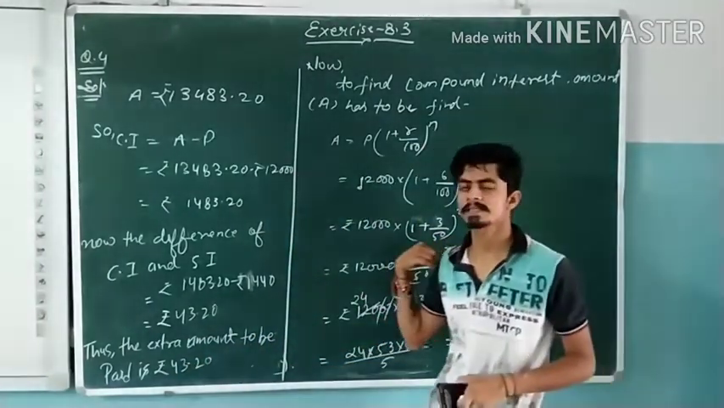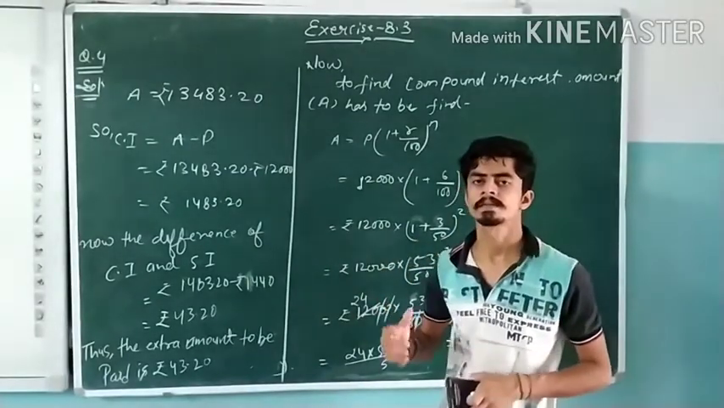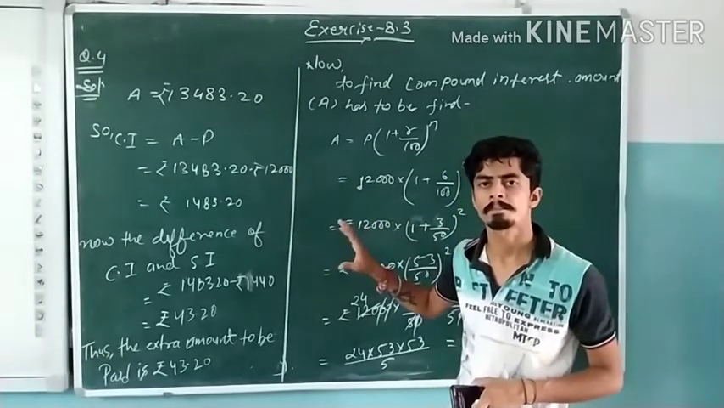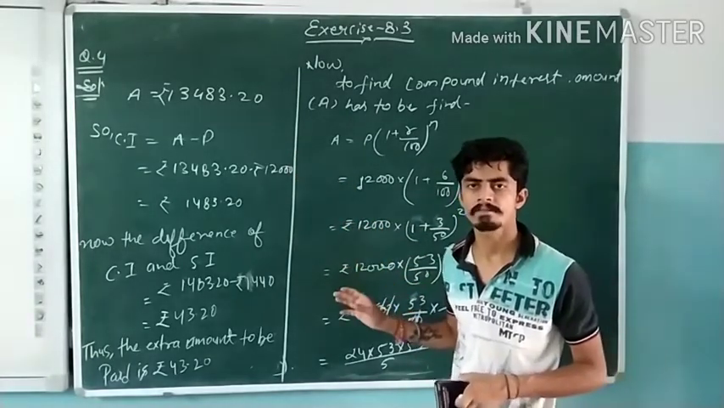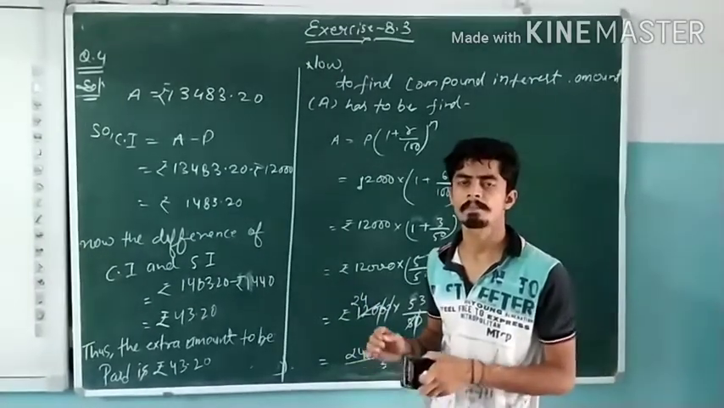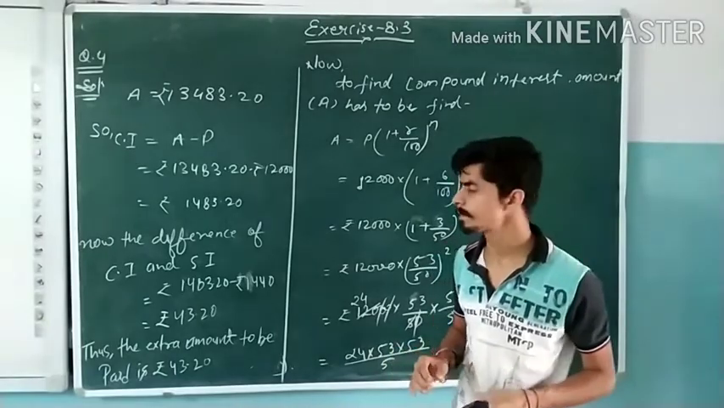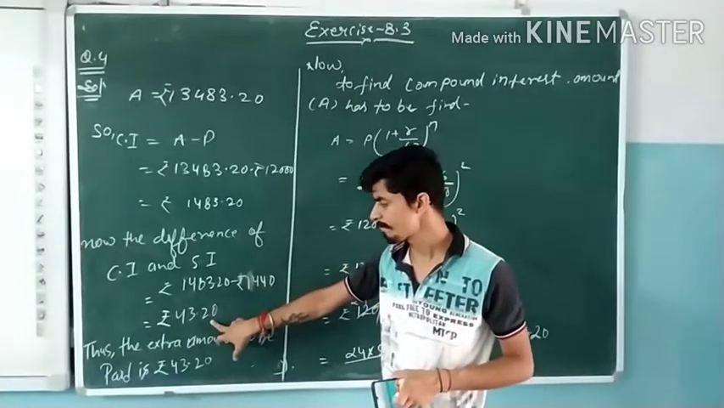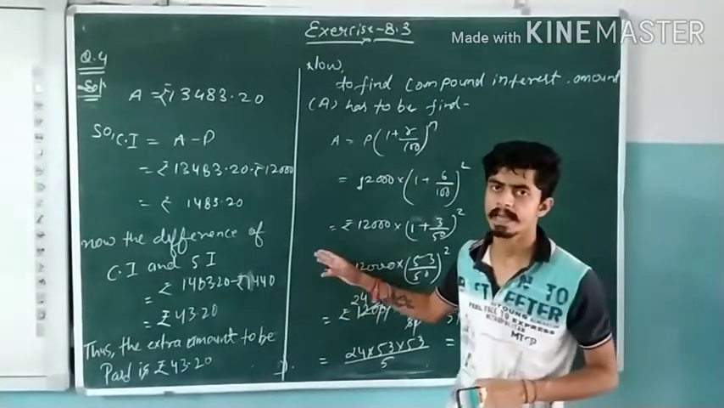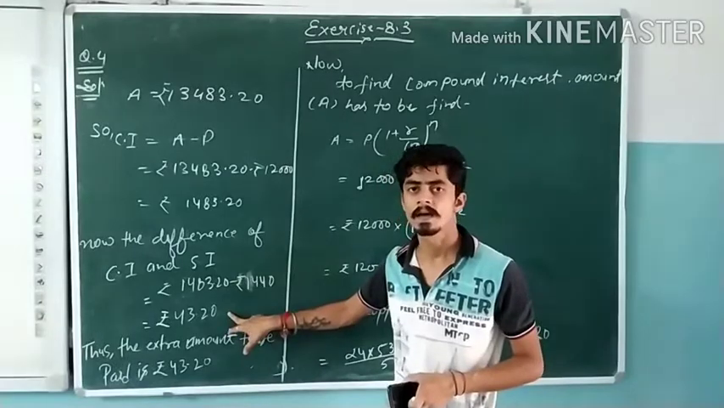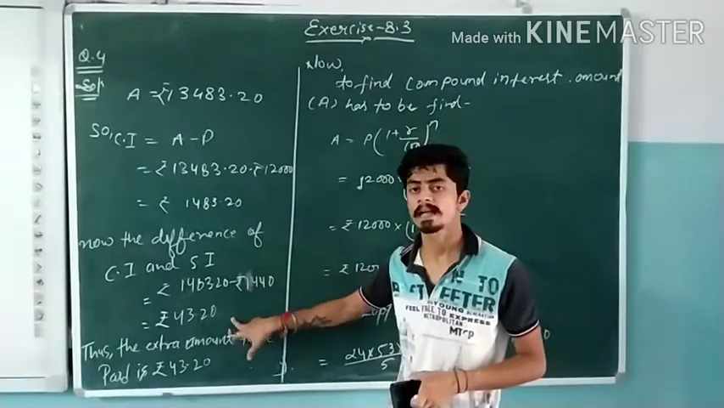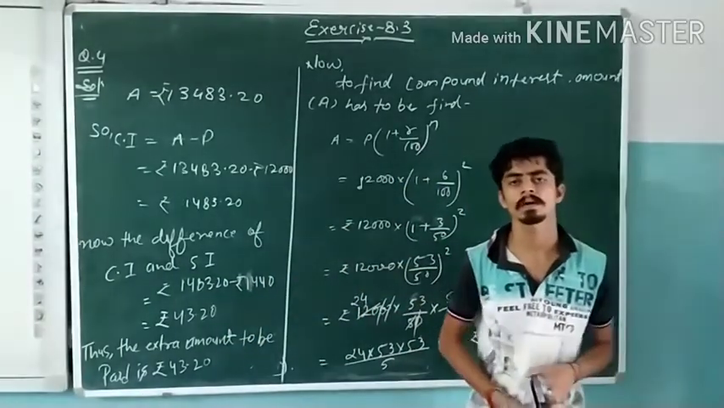In this question it is asked what extra money he has to pay if the same situation is there but compounded annually. The amount, rate and time will be the same. So we find the amount for the simple interest and for the compound interest, and the difference between both of them. So if the same amount with the same time and the same rate has been taken compounded annually, he has to pay 43.20 rupees extra. So that's all the solution of question number 4.